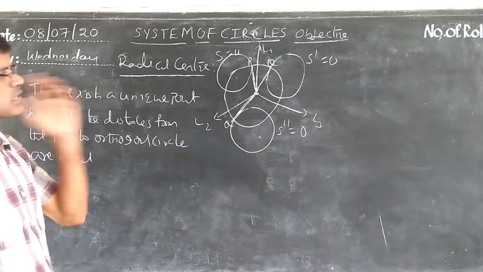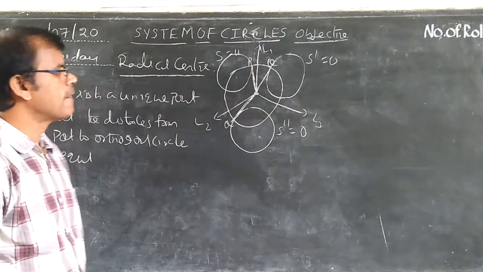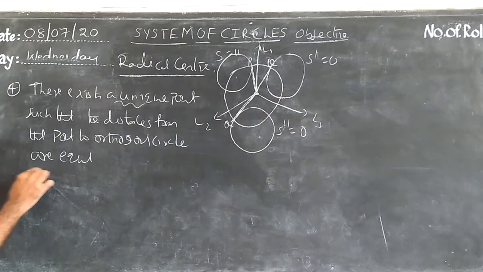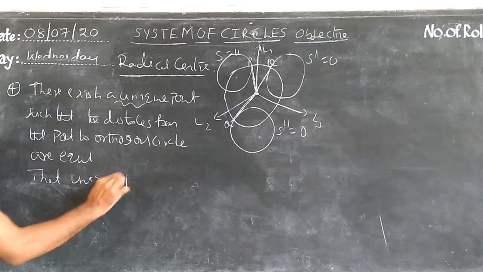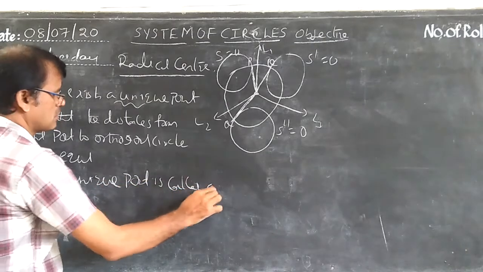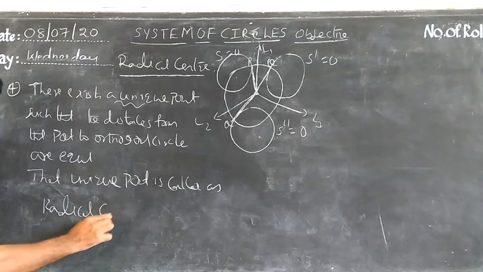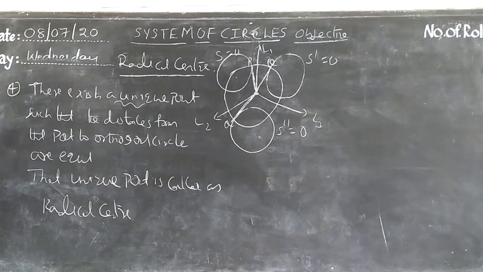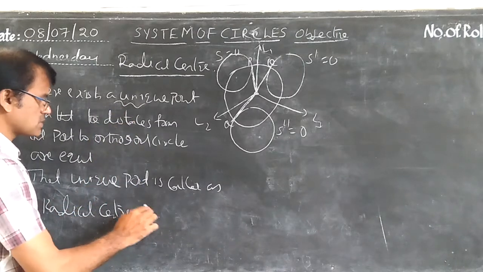What is an orthogonal circle? An orthogonal circle is the fourth circle for the first, second and third circles. Like that, there exists only one unique point. That unique point is called the radical center. Next, we can discuss the same concept.